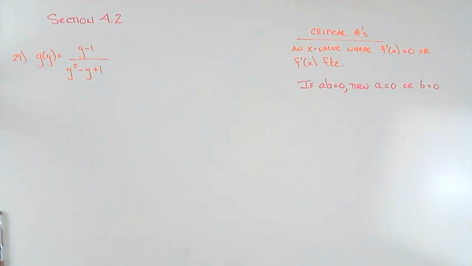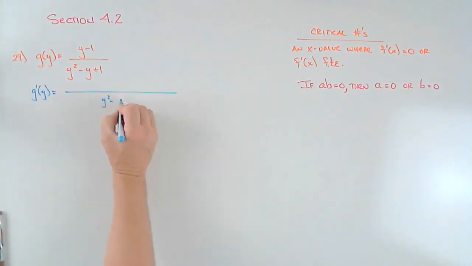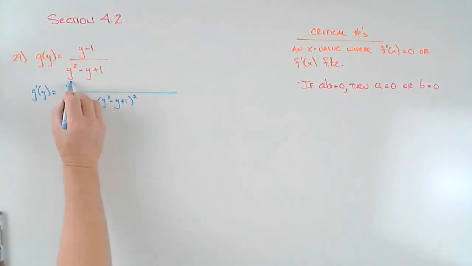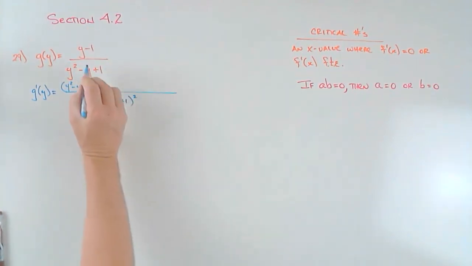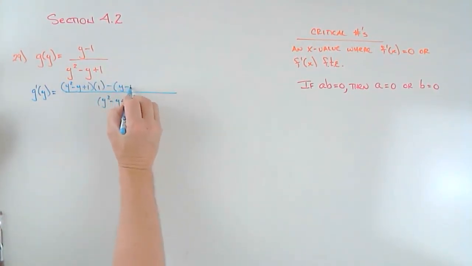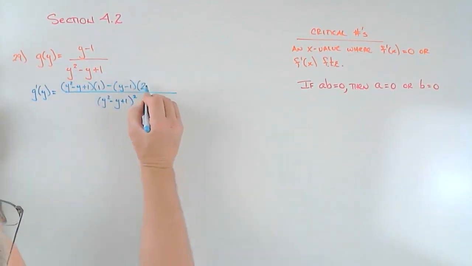Now, we know that when we are asked to find a critical number, our first step is to find the derivative. So the first thing we'll do is the quotient rule here. We'll get g prime of y equals y squared minus y plus 1, squared, in the denominator, right? We square the denominator. We multiply by the derivative of the numerator. The derivative of y minus 1 is 1. The derivative of y is 1. Derivative of a constant is 0. Minus, we write the numerator here. We multiply by the derivative of the denominator. That's going to be 2y minus 1.